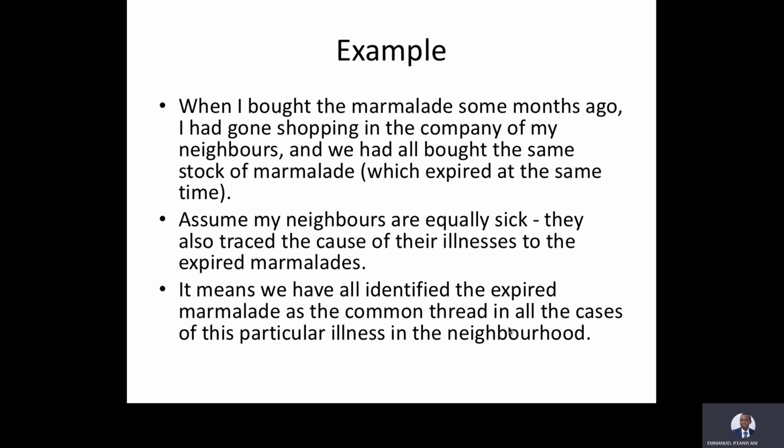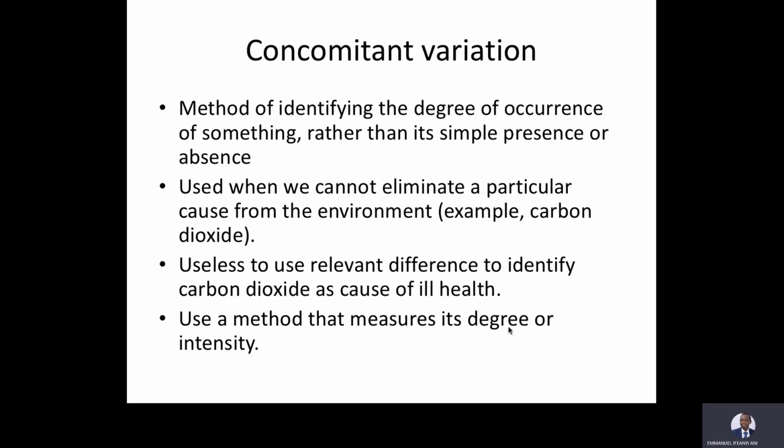Now let's look at the third method, identifying the degree of occurrence of something rather than its simple presence or absence. So we're not looking for the presence or the absence of something. Maybe that thing is always present, so there's no sense looking for its absence. What we are rather interested in is its degree of existence or occurrence. Now, this method is used when we cannot eliminate a particular cause from the environment. Example, carbon dioxide. Now, you know you cannot eliminate carbon dioxide from the environment.